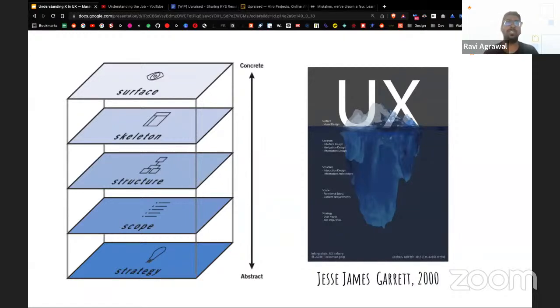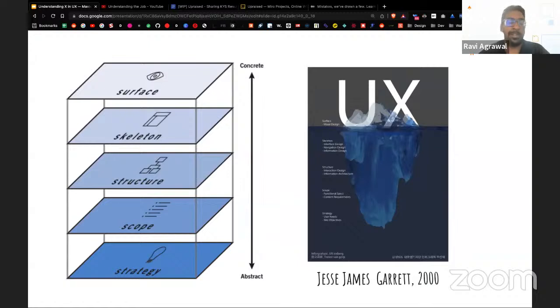There are other definitions of design. Jesse James Garrett in 2000 tried to articulate what UX is, how one can understand UX well, and this is what they came up with. On the surface is the visual design, and that is what you most likely see. But as you go down the iceberg, you will see interface design, navigational design, how your information is laid out, how you have labeled them.